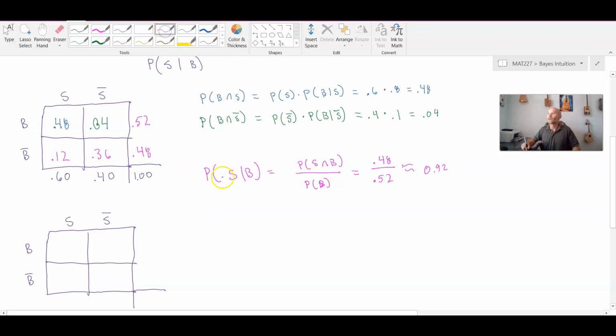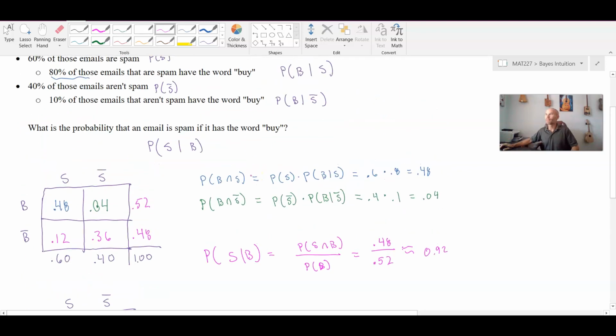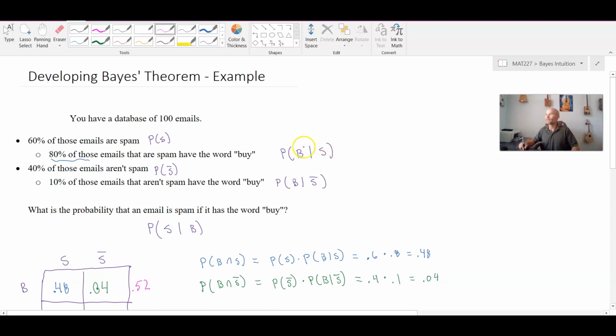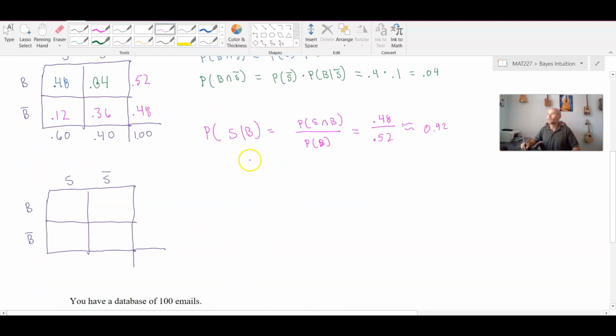So I'm going to go back to what we wanted to calculate. We wanted to calculate where the condition is buy, what's the likelihood that the email is spam. But the conditional probabilities that we were given, the condition was that the email is spam, what's the likelihood that it has the word buy in it? So in order to calculate this probability here, we took the probability of S and B divided by the probability of B. So let's go ahead and write that out in terms of the other probabilities that we constructed along the way. So this is the probability of S and B divided by the probability of B.